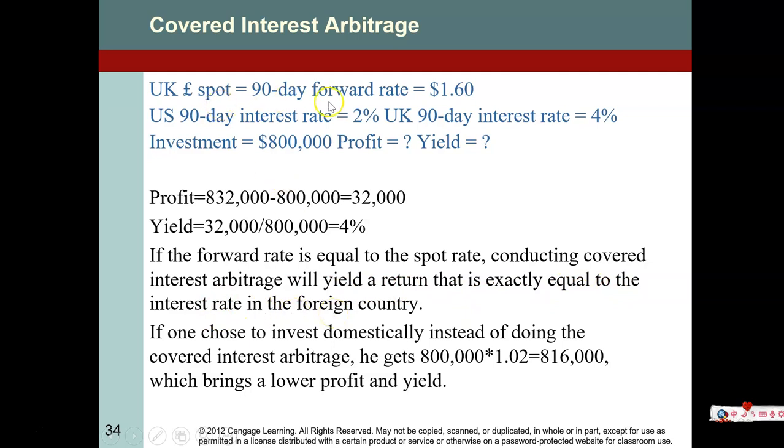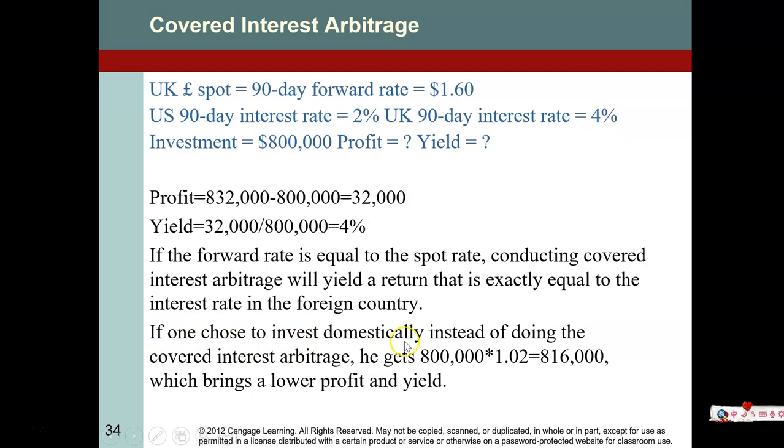Again, we have spot rate equivalent to forward rate. So when we exchange our currency twice, when we exchange US dollar to pound in the beginning, and then in the end we exchange back from pound to US dollar, because we have the same exchange rate at spot and at forward, we didn't make or lose any money by exchanging them twice. So we have exactly the same yield equivalent to investing in UK at 4% interest rate.